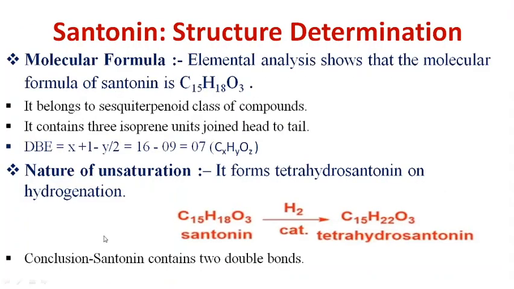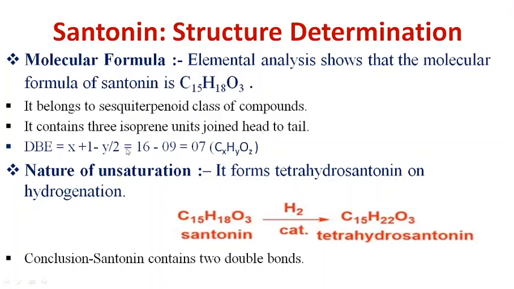Next we come to the structure determination of Santonin, which is based on chemical analysis. The steps are as usual. First of all, the molecular formula. From elemental analysis, it is shown that the molecular formula of Santonin is C15H18O3. The number of carbon atoms is 15, which gives very useful information about the fundamental structure of Santonin. First, it belongs to the sesquiterpenoid class of compounds as it contains 15 carbon atoms. Secondly, according to the special isoprene rule, the 3 isoprene units are joined in head to tail fashion.